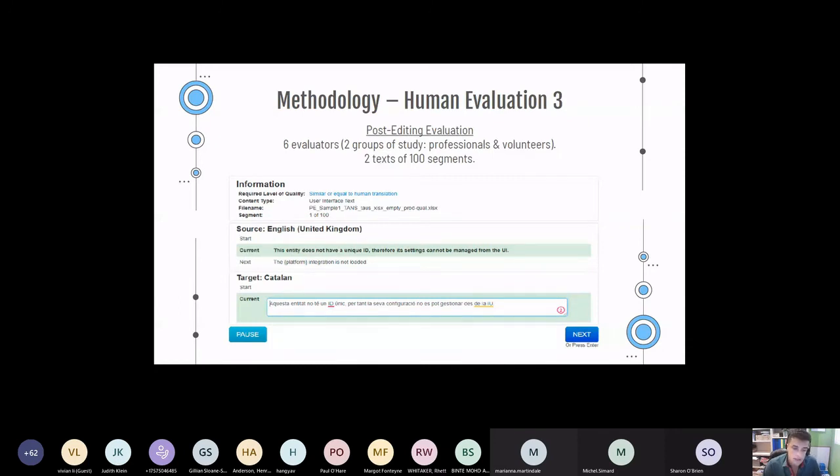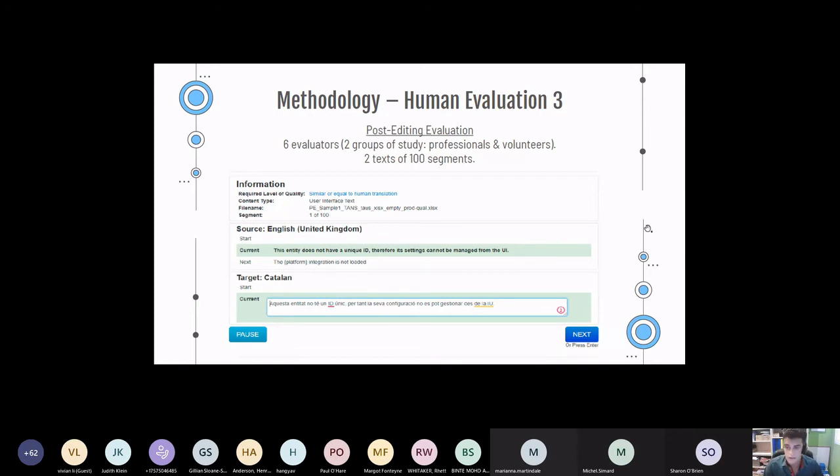Here we can also see the interface from the DQF tools. There's a source segment highlighted, and then there's also a target segment where evaluators could post-edit and amend all the necessary things from the raw output in order to get a human quality or human-like translation. They had to do a full post-editing evaluation, and before all 3 evaluations, they were given different post-editing guidelines or task guidelines in order for them to know the requirements of the task and what they had to do.